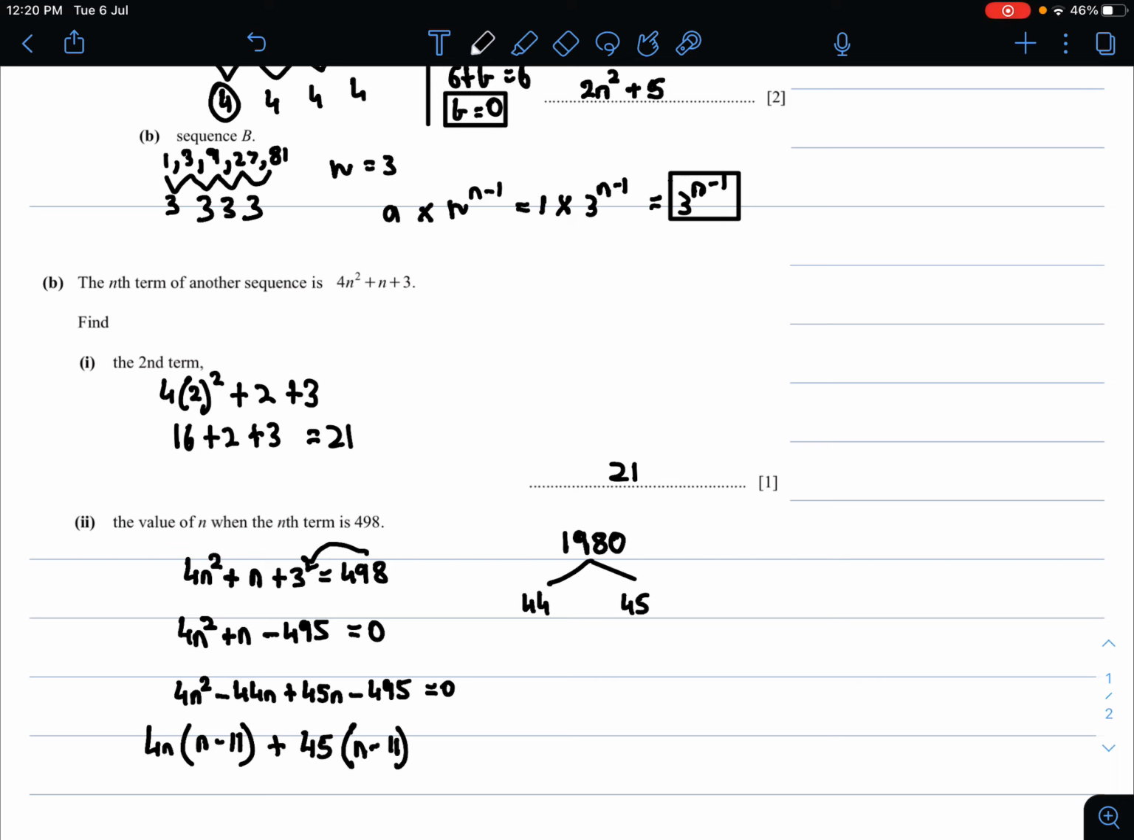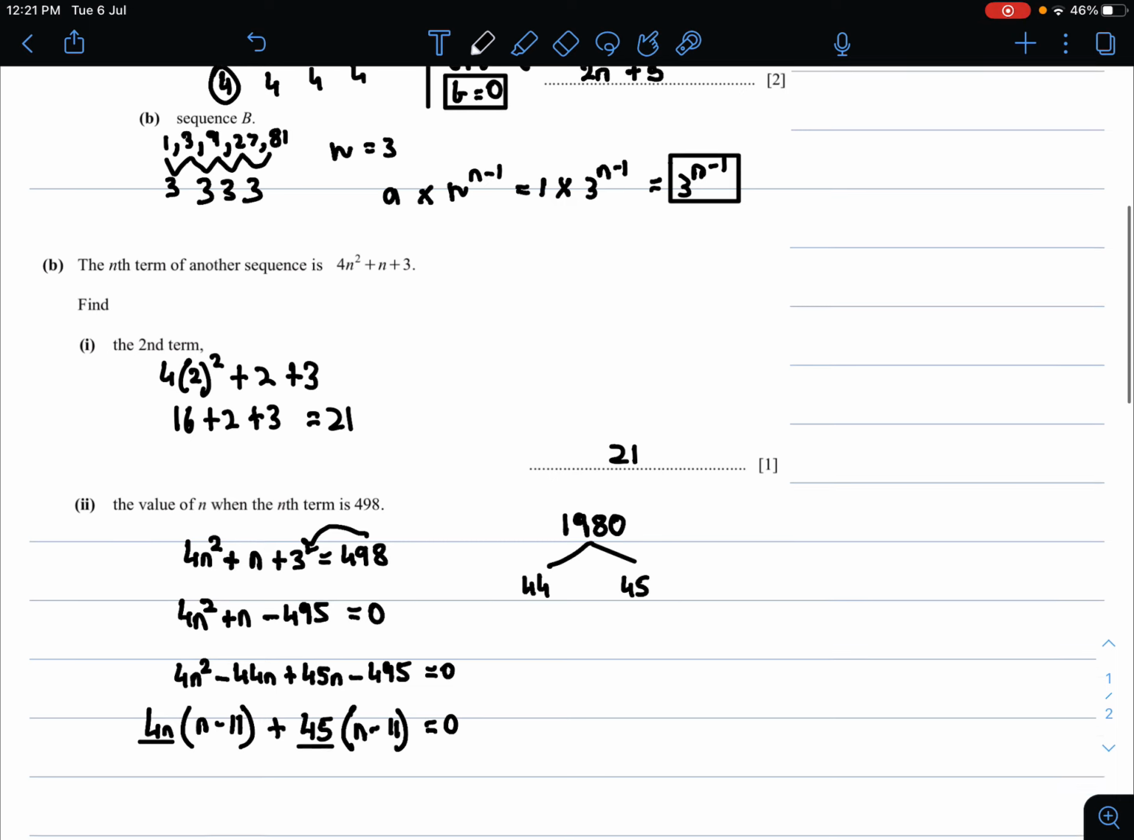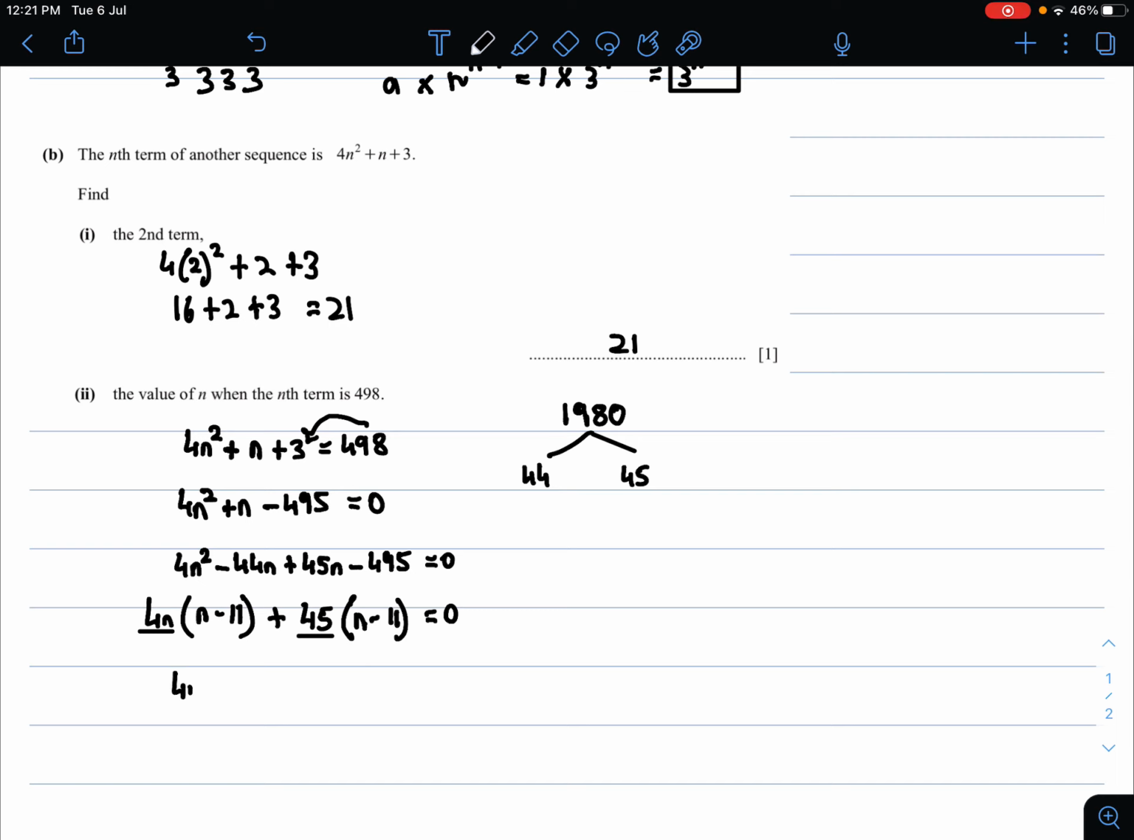So you need to check that your two brackets have the same expression, in this case n minus 11, then only you will know that you are solving this correctly. So equals to 0. Now you write 4n and 45 as one bracket and n minus 11 as the other. So you write 4n plus 45 multiplied by n minus 11, which equals 0.